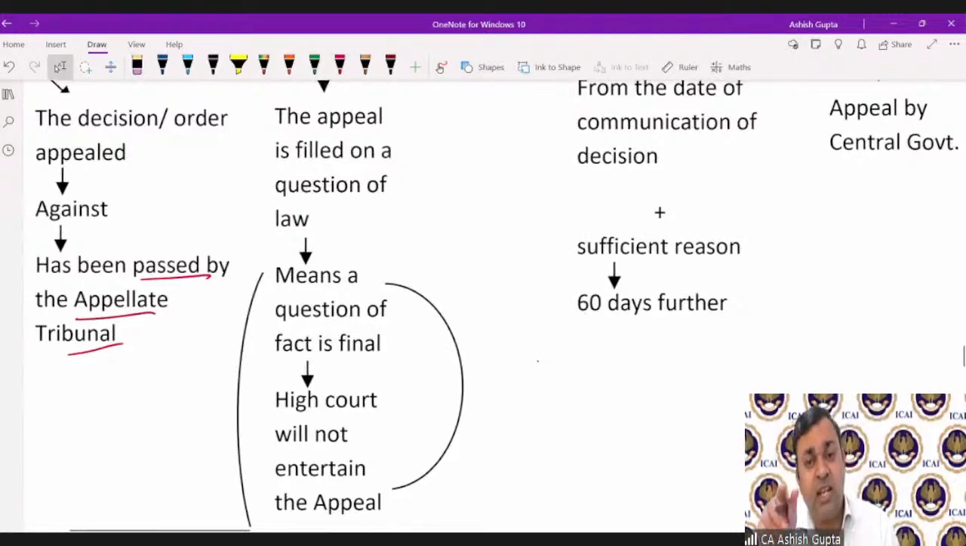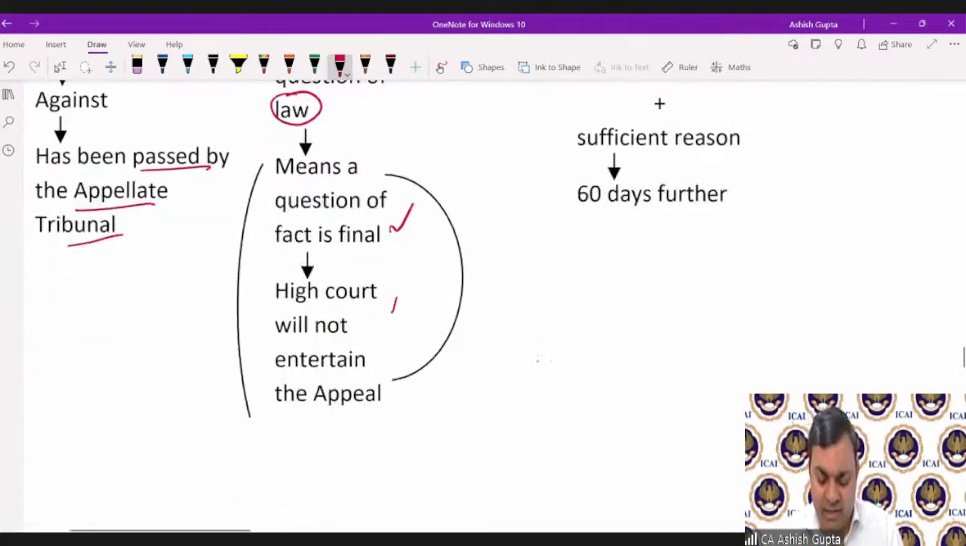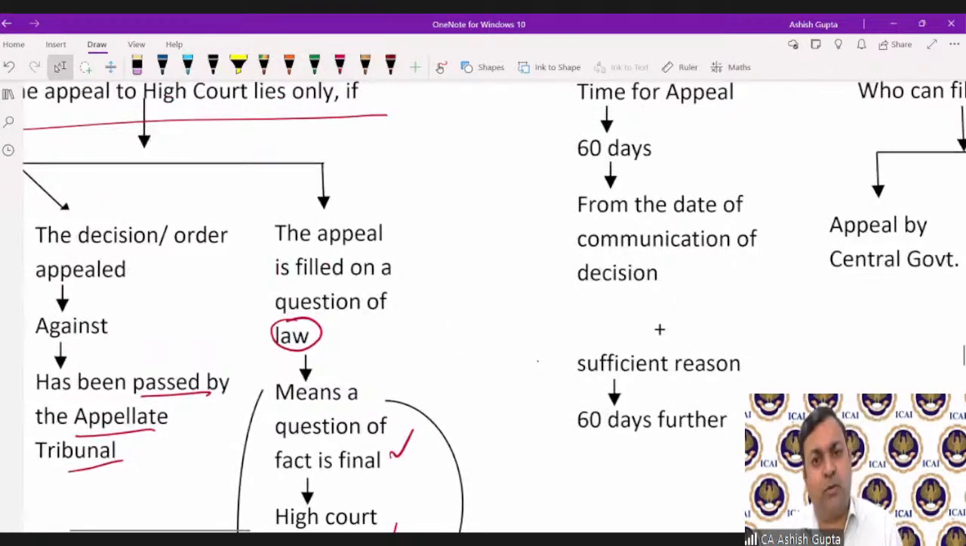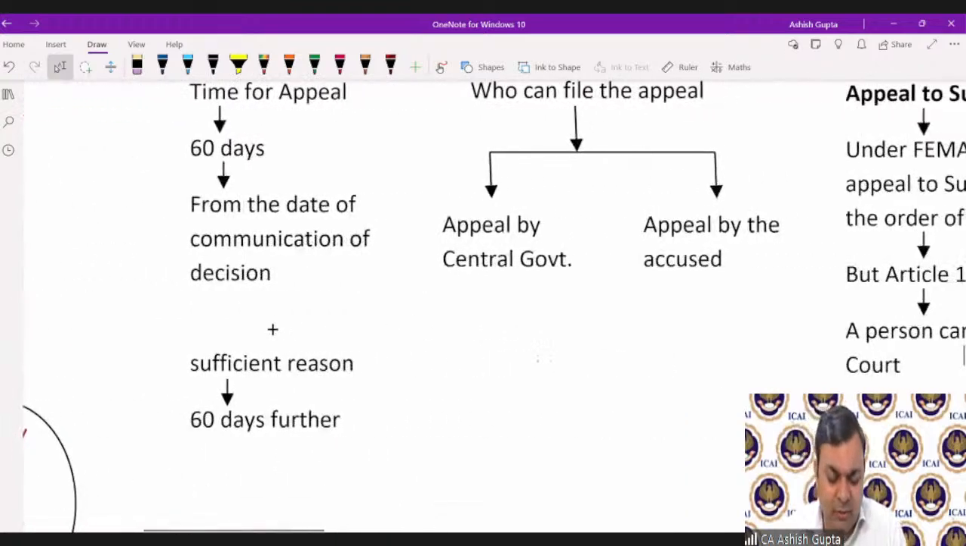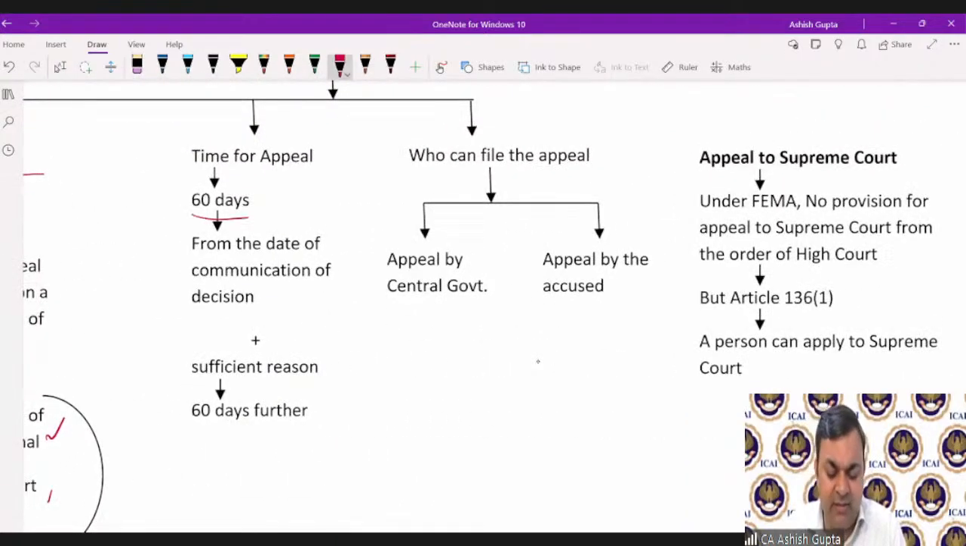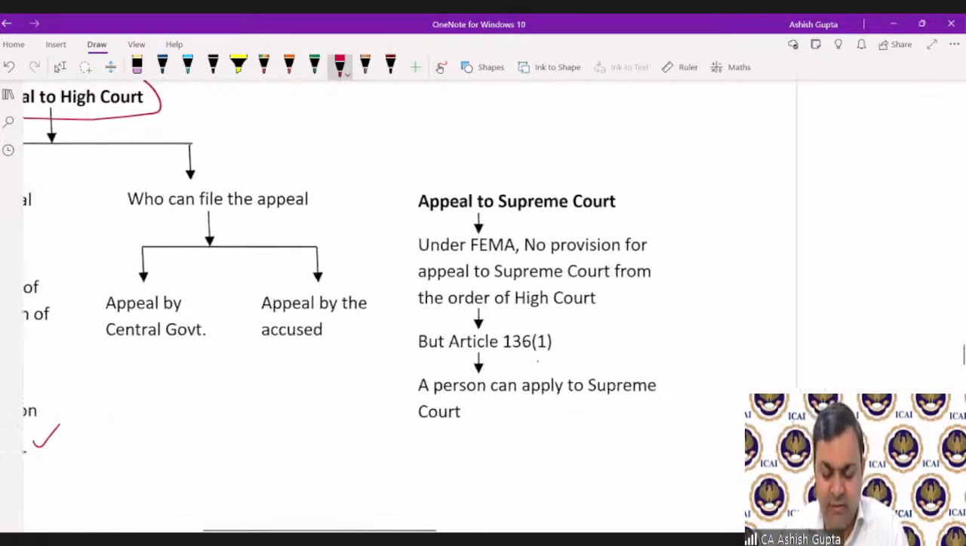The appeal is filed on a question of law, means question of fact is final. High Court will not entertain an appeal on a question of fact. Question of law means if there is some mistake in the law, some interpretation issue, or a retrospective effect in the law, that can be considered as a question of law. Time for appeal is within 60 days from the date of communication of the AT order. If sufficient reason is shown, then they will provide 60 further days.